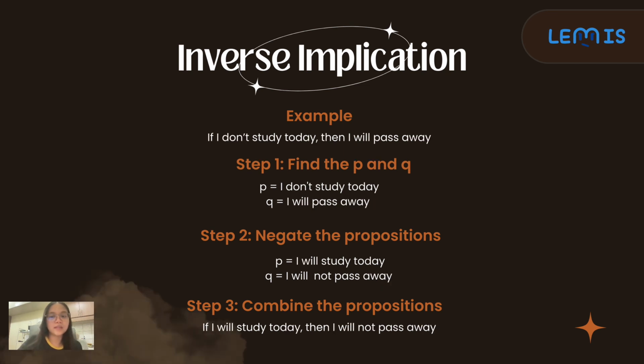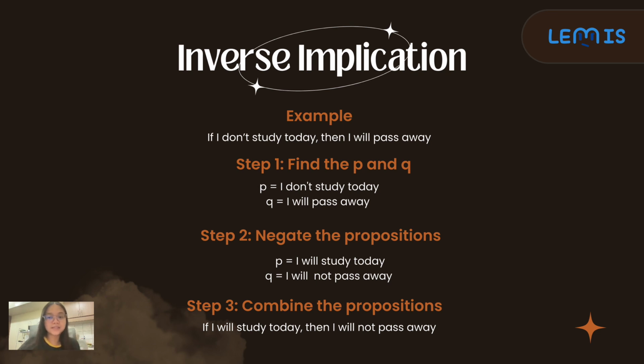If I don't study today, then I will pass away. This one is kind of confusing because as we can see, the first statement or the P is already negated. So what will we do? Well, first let's find the P and Q. And so P is the I don't study today, and then Q is I will pass away. And then we negate the propositions, although it already has the not, but again, that's not really our basis because we have to negate that statement, which will give us I will study today, and then Q will be I will not pass away. And so we simply combine those propositions and it will give us, if I will study today, then I will not pass away.